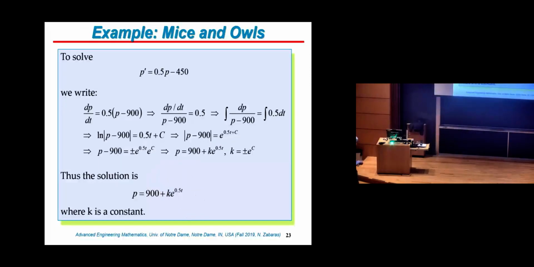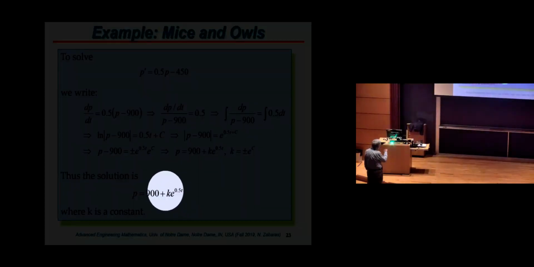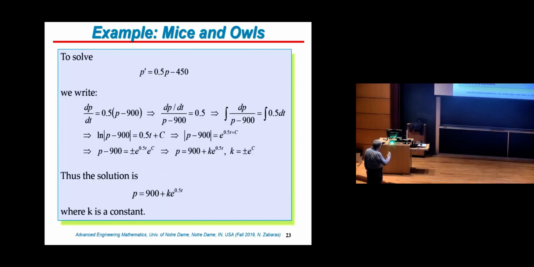So obviously, depending on that constant k, if k is positive, as t goes to infinity, this will go to infinity. If k is negative, you will go to minus infinity. And for t equal to 0, you had that equilibrium p equal to 900. So this is a plot of a family of solutions for different k's.